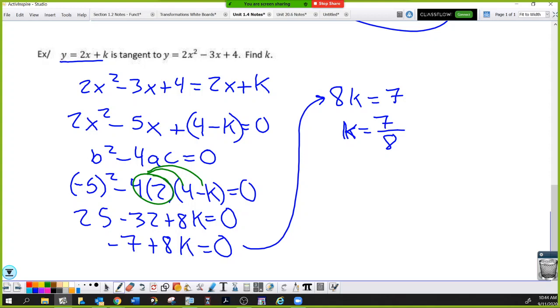Any questions on this one? Or is it feeling not too bad? But you see, the discriminant's incredibly important. Most important thing in the chapter.